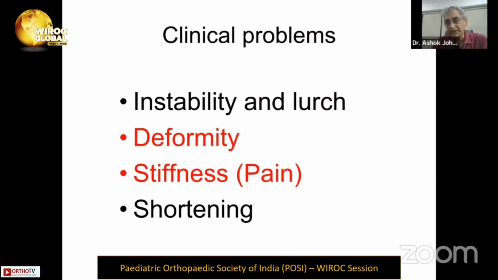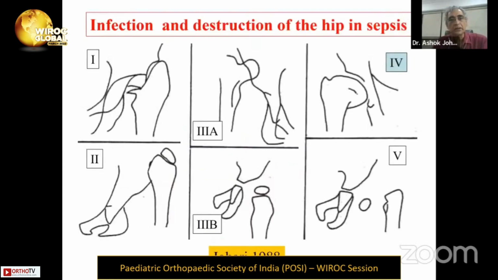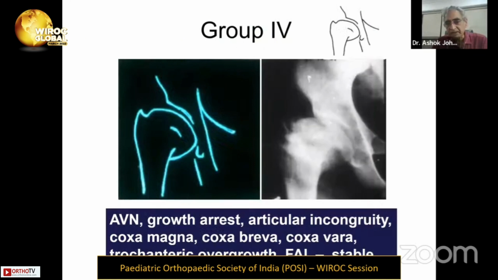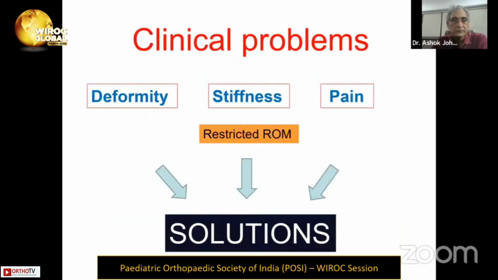Now, the problem of deformity and stiffness, typically that of the avascular group, and of course where you have a metaphyseal remnant in the acetabulum. So this is group 4. Now there is a very large group actually with avascular necrosis, growth arrest, articular incongruity, coxa magna, coxa breva, coxa vara, trochanteric overgrowth, femoroacetabular involvement, but this is a stable joint, but heading for an early osteoarthritis or heading for certain deformities. So here the clinical problem is deformity, stiffness, and pain, maybe with restricted range of motion.